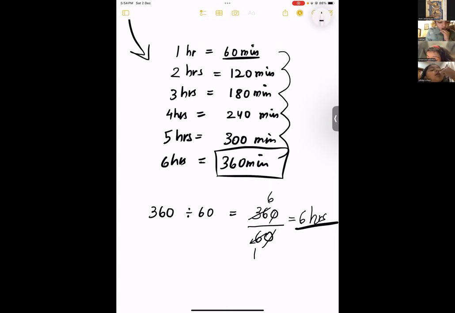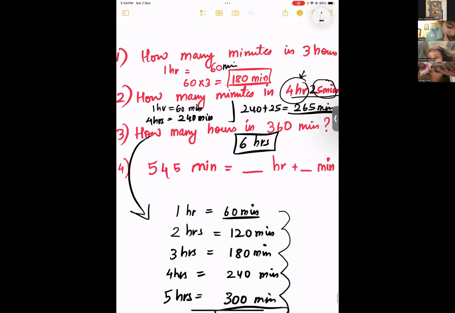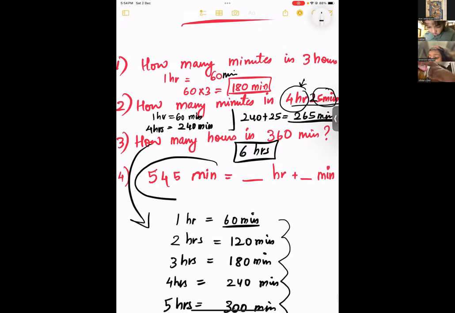So, Samaira, in grade 4, you will have to work with fractions, and this is how we will be doing it. Okay? Okay, ma'am. Now, 545 minutes, again, you have to convert it into hours and minutes. How are we going to do?